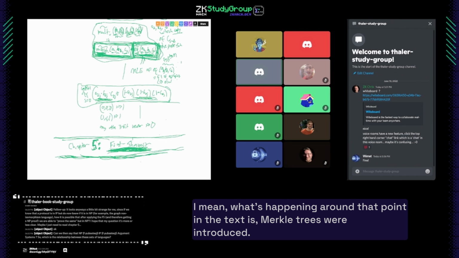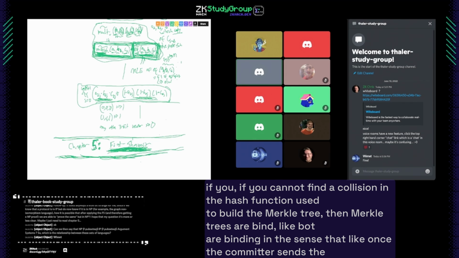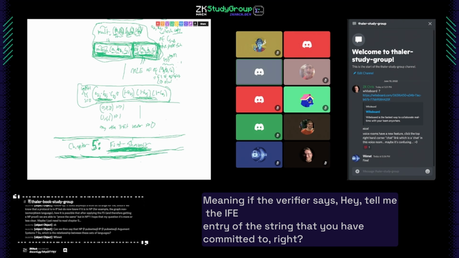What's happening around that point in the text is Merkle trees were introduced. If you cannot find a collision in the hash function used to build the Merkle tree, then Merkle trees are binding in the sense that once the committer sends the root hash to the recipient or the verifier of the commitment, the prover or the committer is bound to a fixed string, meaning if the verifier says, hey, tell me the ith entry of the string that you have committed to, right?